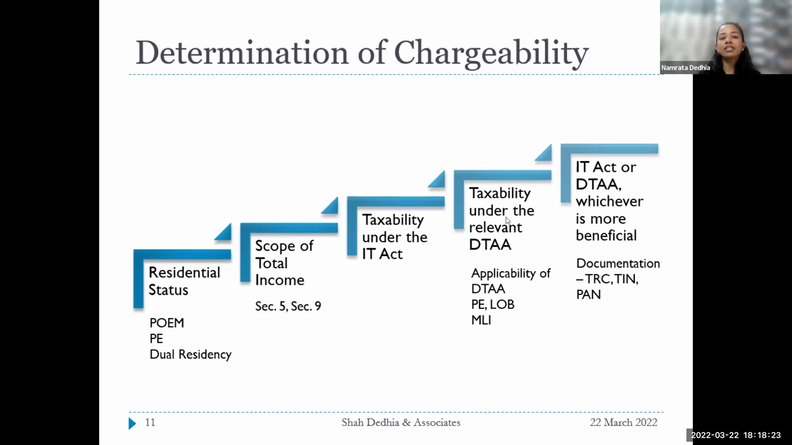And then finally, once you have understood the taxability under the Act as well as the DTAA, then thanks to Section 90 subsection 2, you apply the provision which is more beneficial, based on certain documentation, of course. In order to apply DTAA, we do need the tax residency certificate to ensure that the payee is eligible for that DTAA.